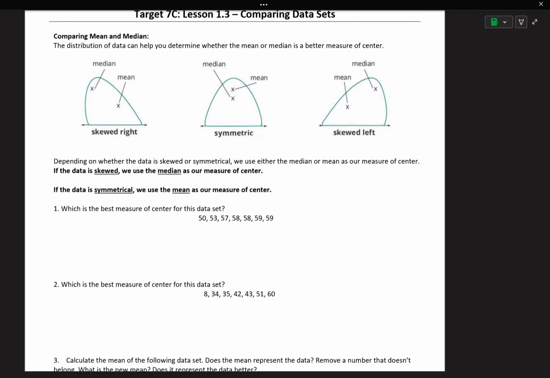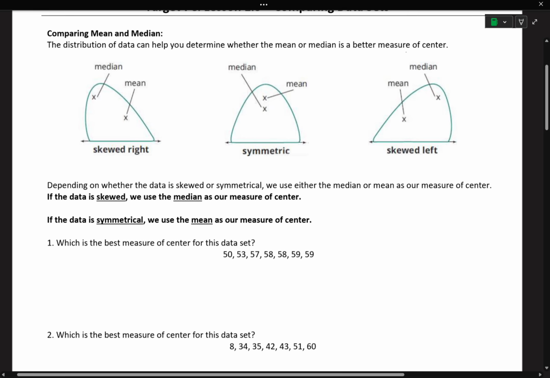Hello, and welcome to a little video about comparing data sets. Alright, first let's talk about comparing mean and median.